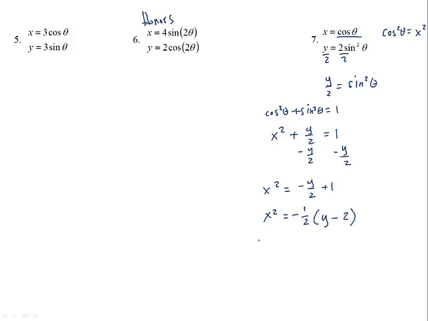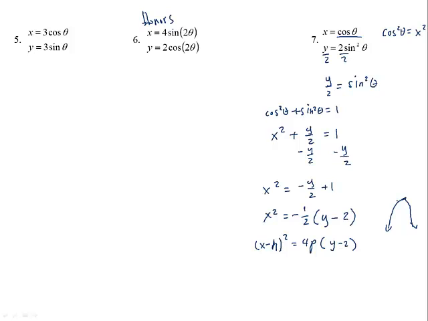Remember that your standard form for a parabola looks like that, right? 4p, which is the length of your latus rectum. Okay, so we have a vertex of my parabola at 0, 2, and 4p is equal to negative 1/2. So it's opening down. So the parabola looks like that, okay?